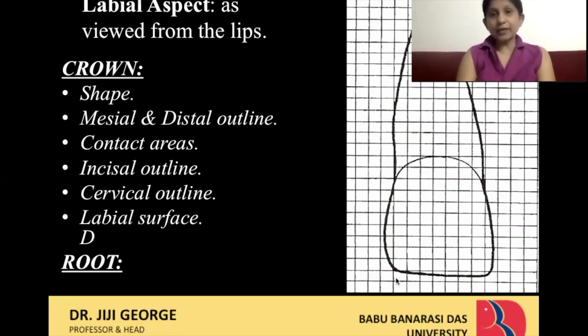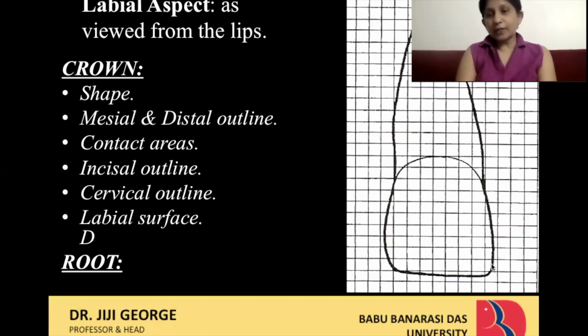Now let's try and explain both the outlines. The mesial outline, you can see, is more or less straight when compared to the distal outline, which is more or less rounded. Now, we also have to understand what the contact area is. The contact area is where one tooth comes in contact with the adjacent tooth.